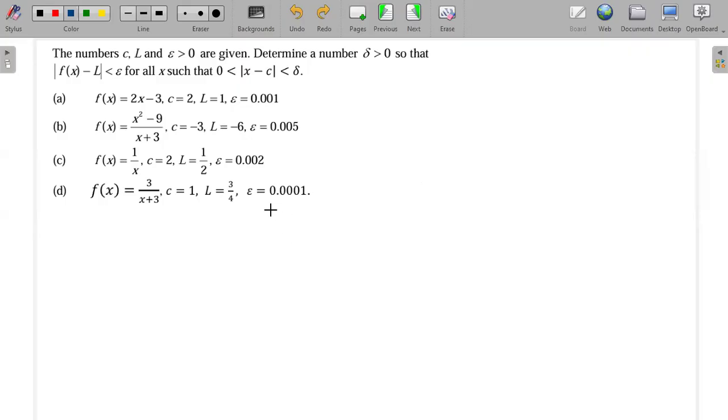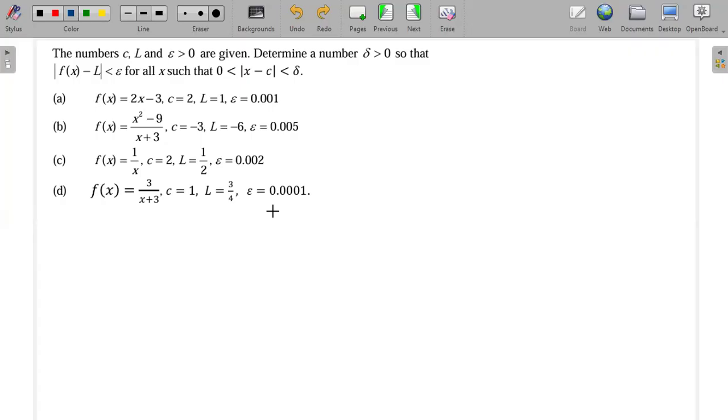Okay, so let us begin from here. We have this question, and we are looking at the limit definition of a function, and then the formal limit definition. This requires us to apply what the definition says in order to solve the questions.